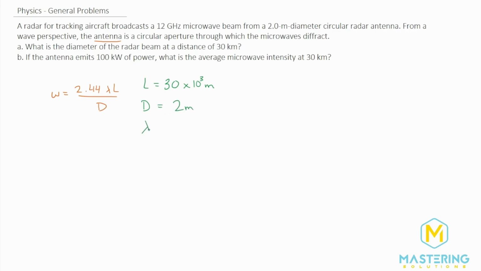We're told the wavelength is, and don't get caught by this, don't put this in, this is the frequency. This is one of the things where we have to go back to previous chapters. Lambda is equal to the velocity over the frequency. Since we're dealing with microwaves, which are on the electromagnetic spectrum, the velocity will be the speed of light. So we have C over F, which is 3 times 10 to the 8th meters per second over the frequency, which we said is 12 times 10 to the 9, for gigahertz.